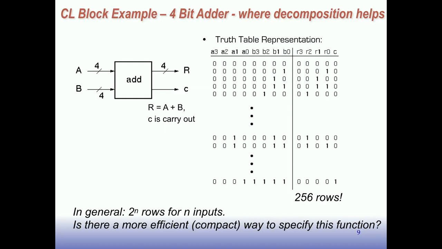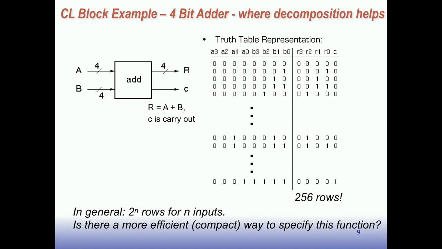So the number of rows in the table is going to be 2 to the 8, or 2 to the 4 plus 4. So it's 256 rows in this table. Somewhat manageable. It'd be hard to write it on one piece of paper, but you could if you had to. And then there's 5 output columns because there's one function for each of the bits of the output of this adder. In general, there's 2 to the n rows for n inputs, of course.